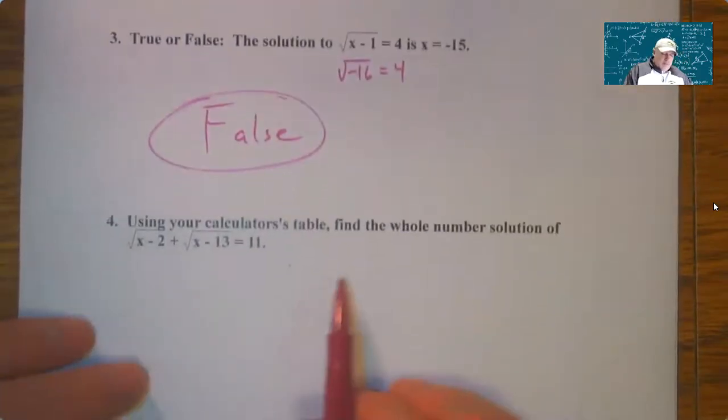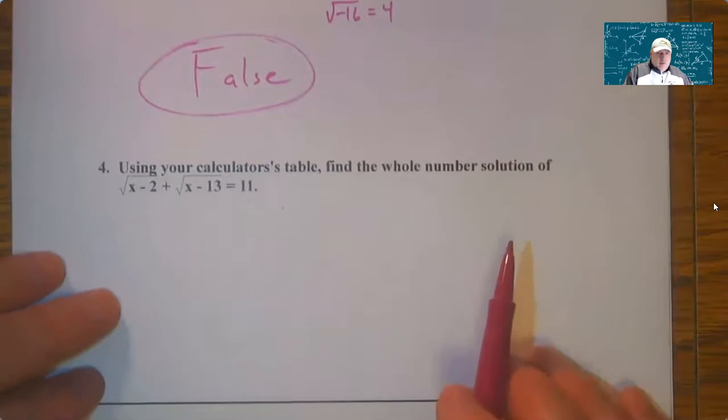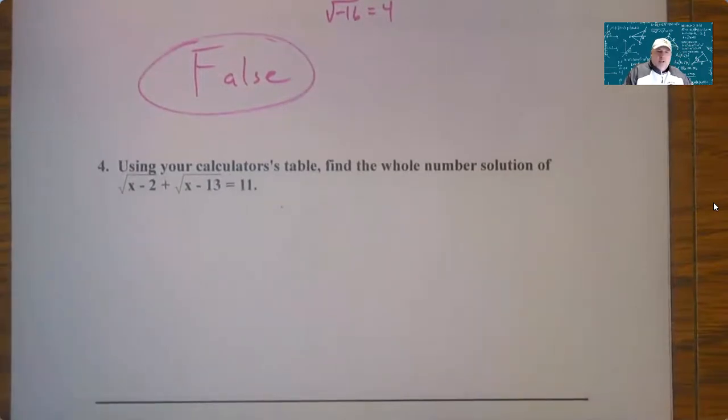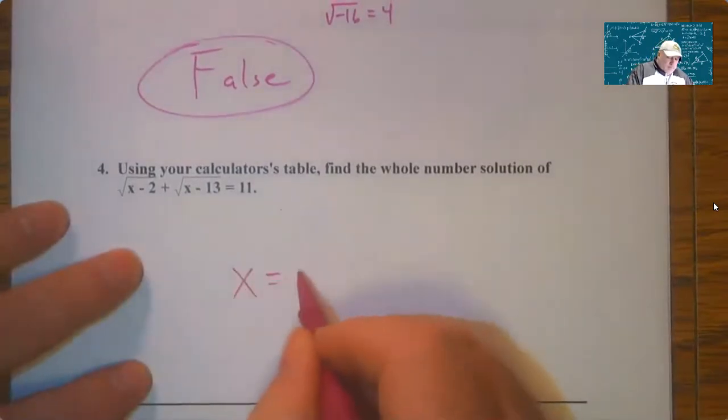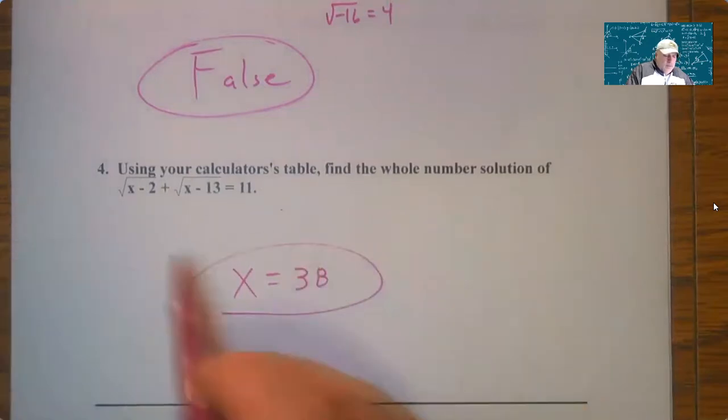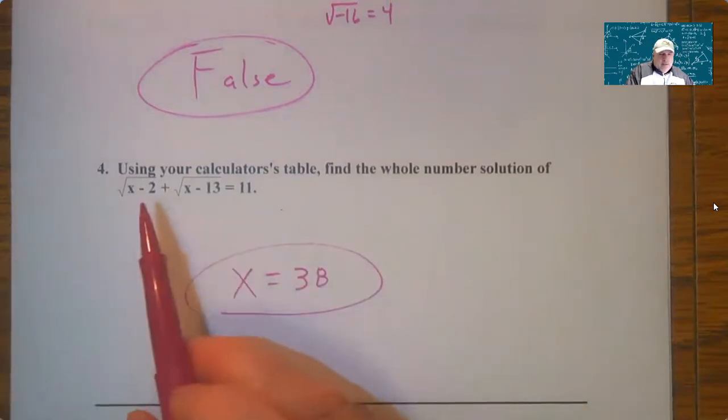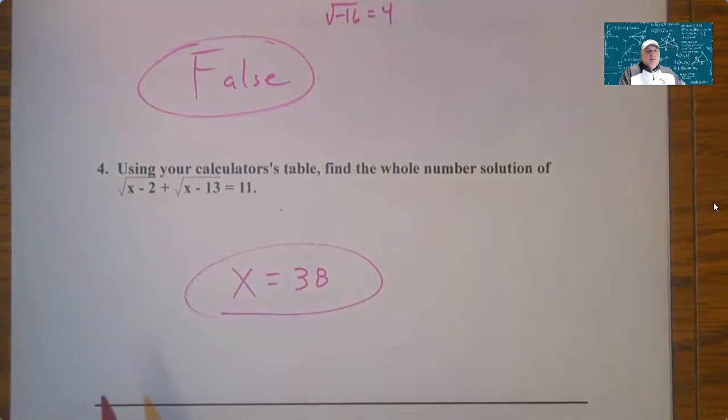Using your calculator's table, find the whole number solution. The whole number means positive, and you're going to scroll until you see it. When you enter this in, it's everything on one side. So x minus 2 to the 1/2 plus x minus 13 to the 1/2 power minus 11 when you put it in.